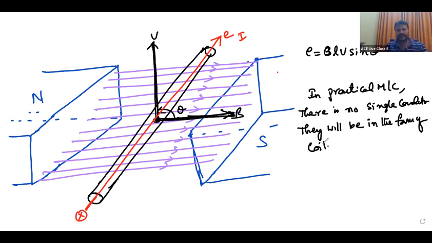Of course, they may be multi-turn coils. And they will rotate. Here I have shown it moving upwards or downwards, but in practical cases, the coil will rotate. Armature conductors will rotate.